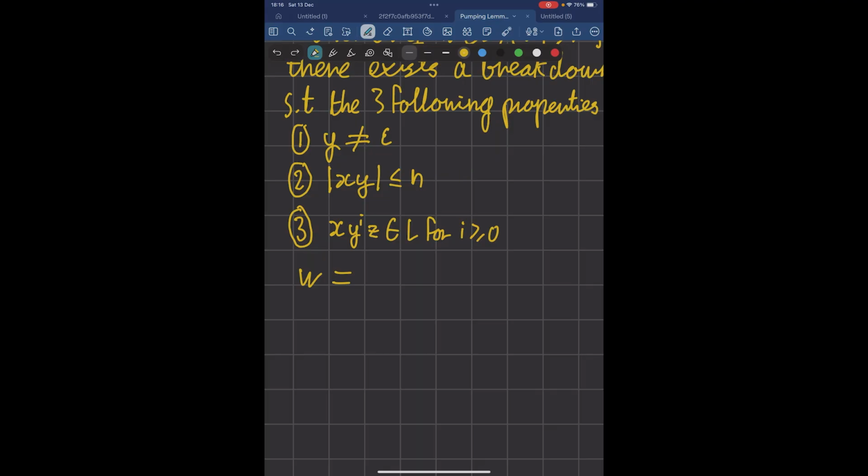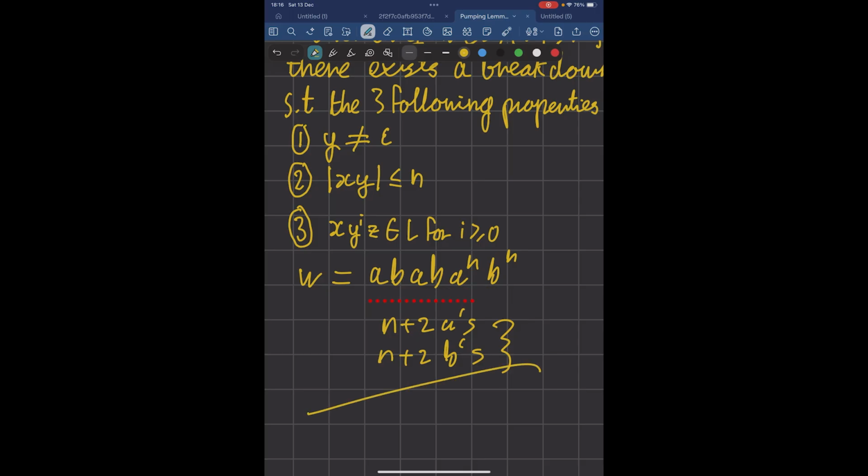So if we let w equal a^n b^n a^n b^n, well, this string has n plus 2 a's and n plus 2 b's. So it's the same amount. Therefore, it's in the language. And the length is definitely at least n. So we might think this could be a good string to choose for the proof.